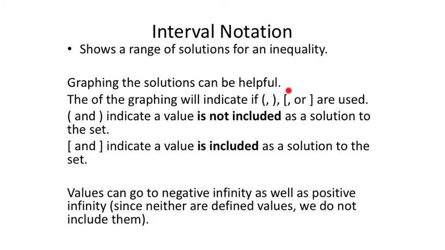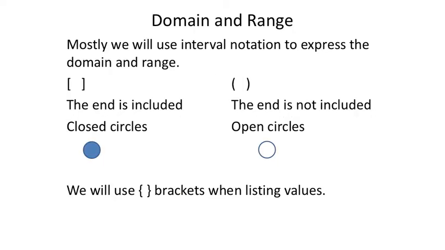The same thing is true with the square brackets, but that tells us that the ends are actually valid. They make the original equation true. So values can go to negative infinity as well as positive infinity. If that happens, we just have to use parentheses with infinity, since those values are not included. Hopefully it will make sense once we get started.